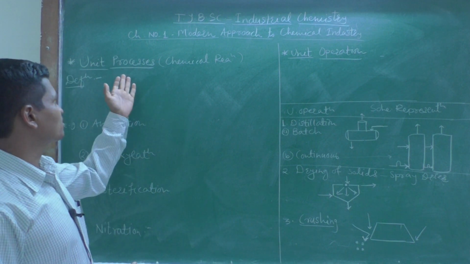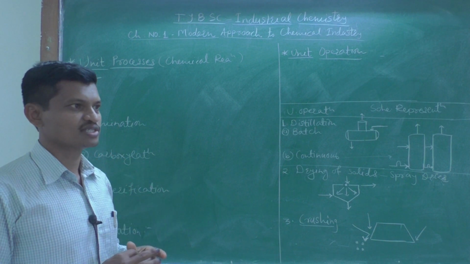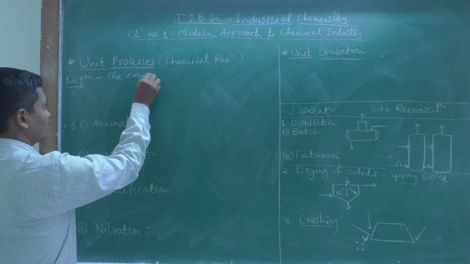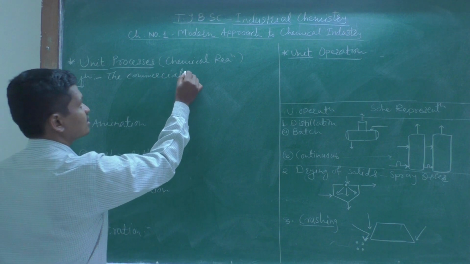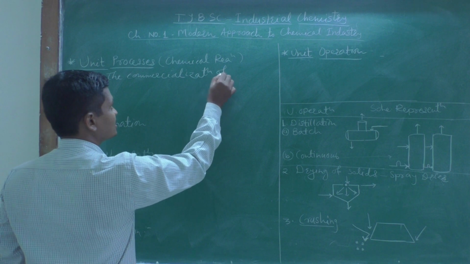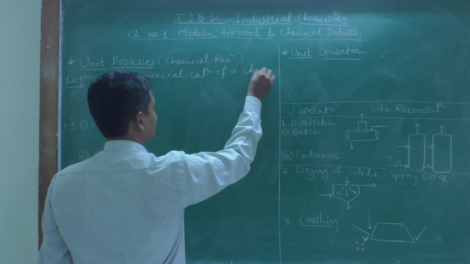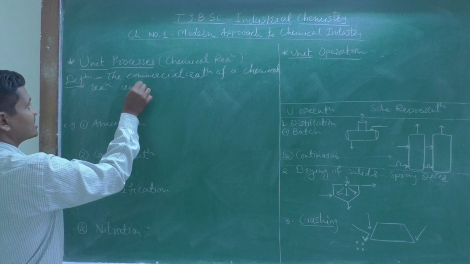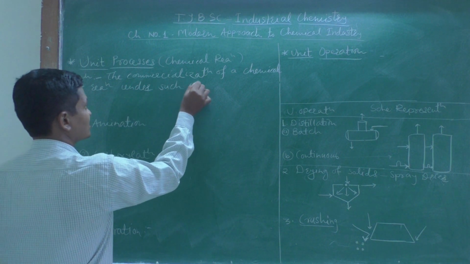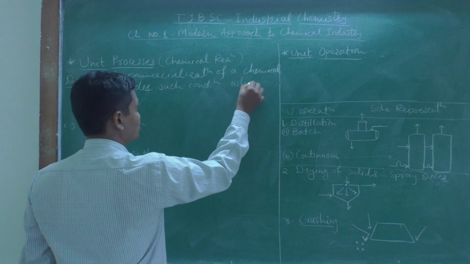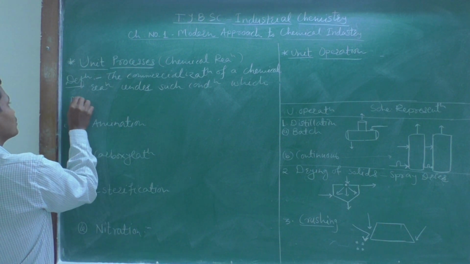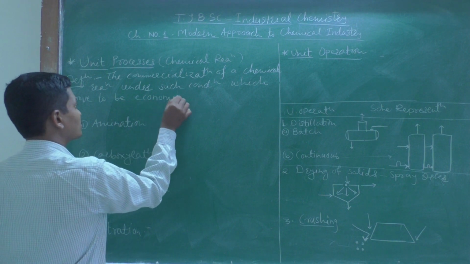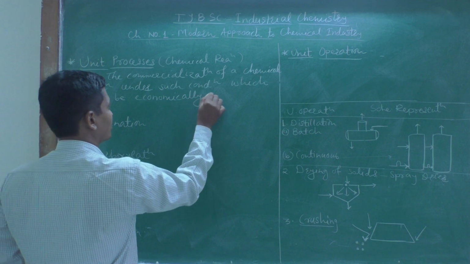Okay, so what is meant by unit process? We can define a unit process as the commercialization of a chemical reaction under such conditions which prove to be economically profitable.